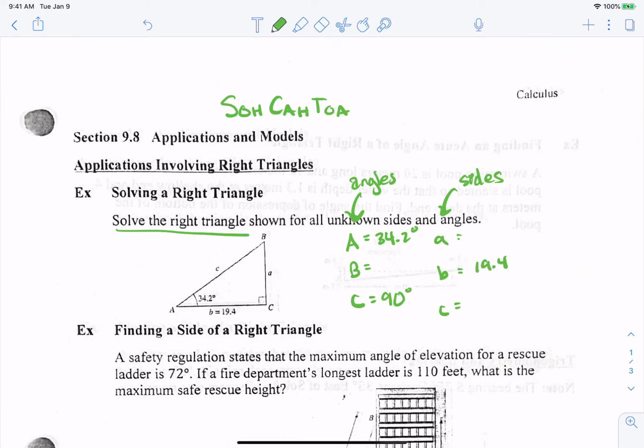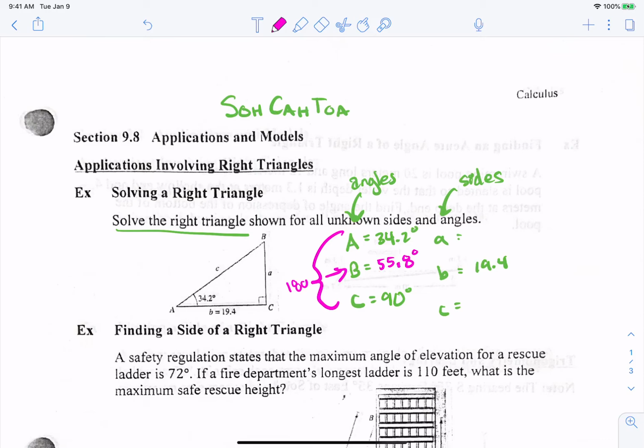What else can we find very easily? Big B. We can find big B because all the angles have to add up to 180. Since we know that one of them is 90 already, A and B have to add up to the other 90. So I would just do 90 minus 34.2. Can you do that in your head? 55.8. 55.8 degrees.